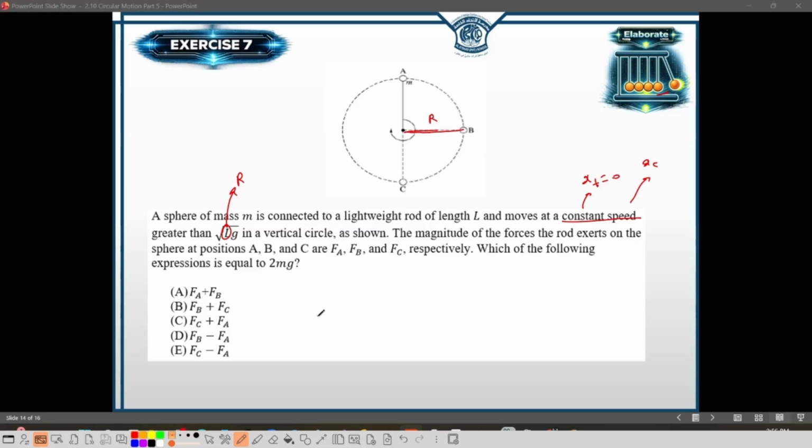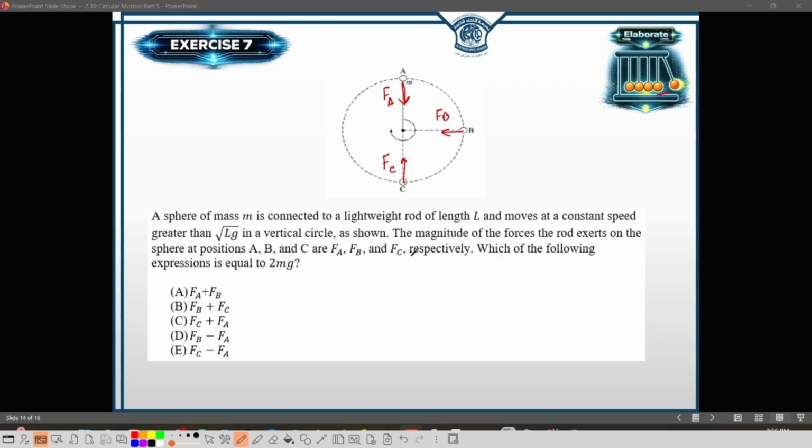The magnitude of the forces the rod exerts on the sphere at positions A, B, C are Fa, Fb, Fc. So we know that the rod is exerting a force on the object at position A. This force is acting inward. So this is Fa, and here it's acting inward. This is Fb, and here it's acting inward. This is Fc. Which of the following expressions is equal to 2mg?